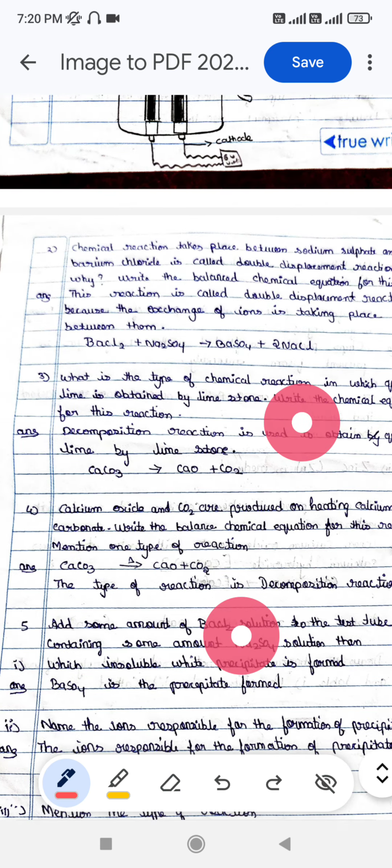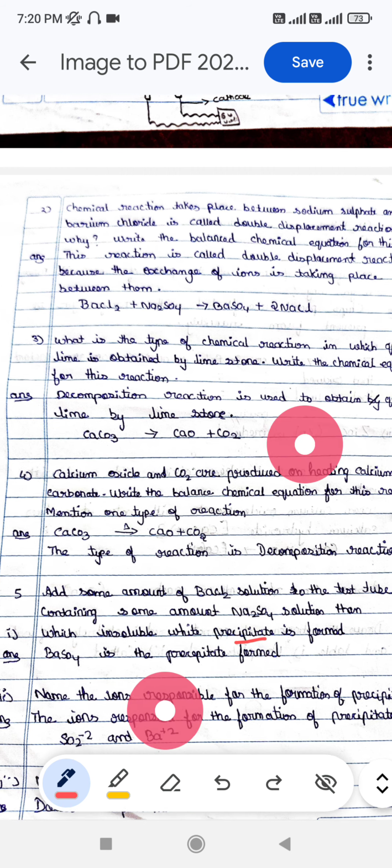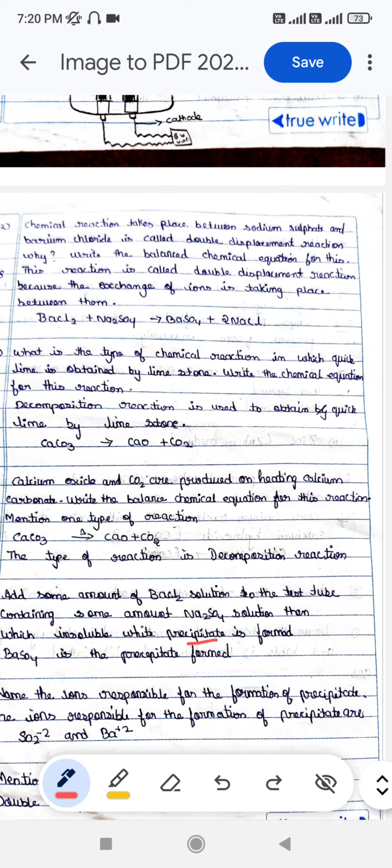See here, the fourth question. Calcium oxide and carbon dioxide are produced on heating calcium carbonate. Write the balanced chemical equation for this reaction. Mention the type of reaction. Okay, it is the same question with the same answer, just asked in a different way. The third and fourth questions are very similar, but the framing of the question is different.